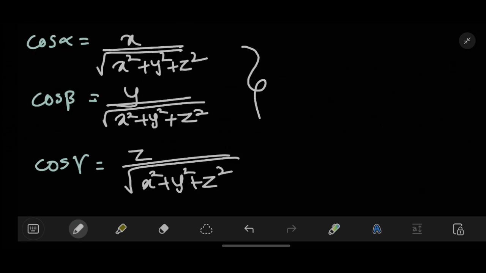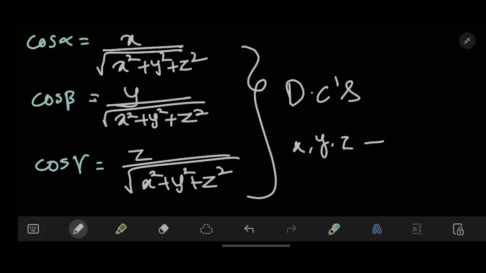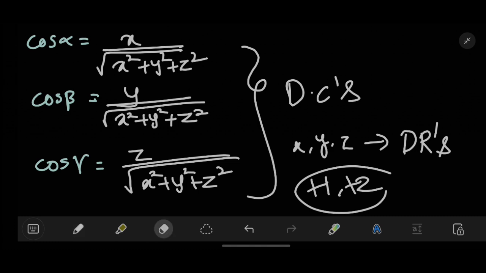Now one point. These are called direction cosines, DCs. And here x, y, z are called direction ratios. You will study all this in your intermediate and +1 +2 topics. This will be a chapter in mathematics and physics also. We need not go in depth into these topics. We will just have to know this formula.